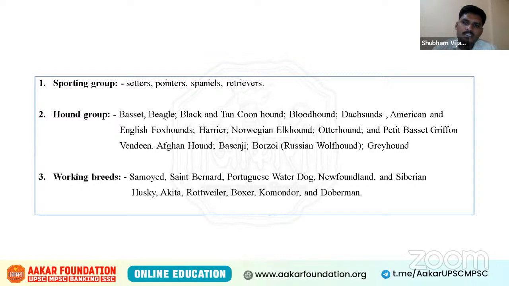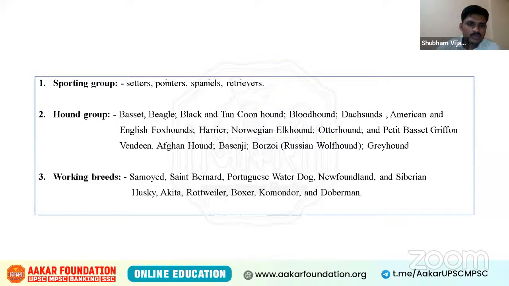Then in working breeds, Samoyed, Saint Bernard, Portuguese Water Dog, Newfoundland, Siberian Husky, Akita, Rottweiler, Boxer, Komondor, and Doberman. Actually, if you apply some logic, working means work is carried out by this particular type of dogs, especially Saint Bernard and Siberian Husky. They are found in the hilly areas. There even dog carts are available, and they can be used as transport animals. Then Rottweiler, Boxer, and Doberman can be kept as watchdogs, so they are also in this category of working breeds.